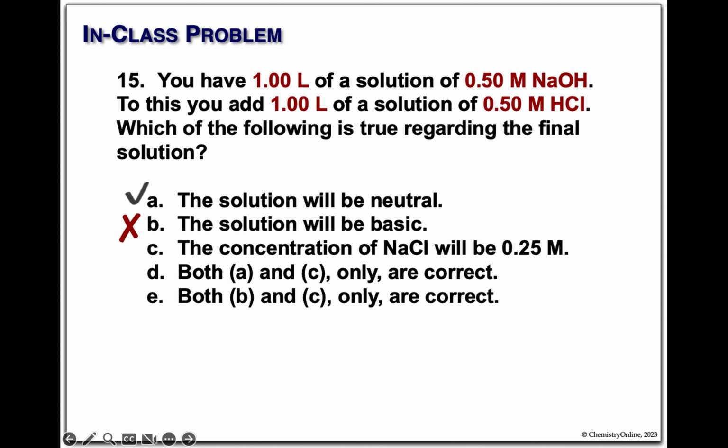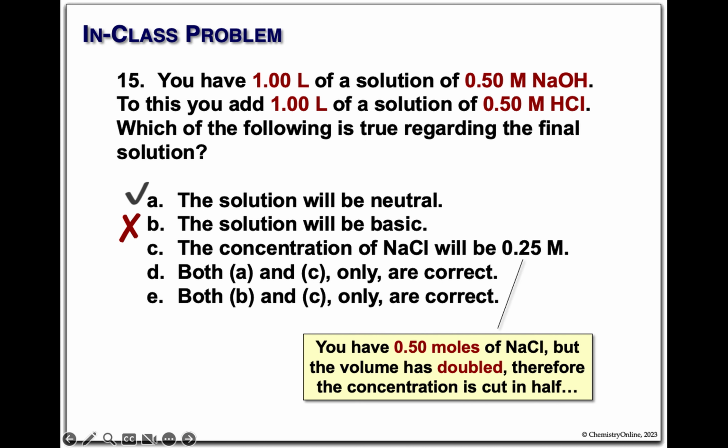So we have half a mole of this stuff, sodium chloride, in 2 liters. That's 0.25 molar. The volume is doubled, so the concentration drops by half. A and C are correct. This one's a little tricky, kind of a cute question though.